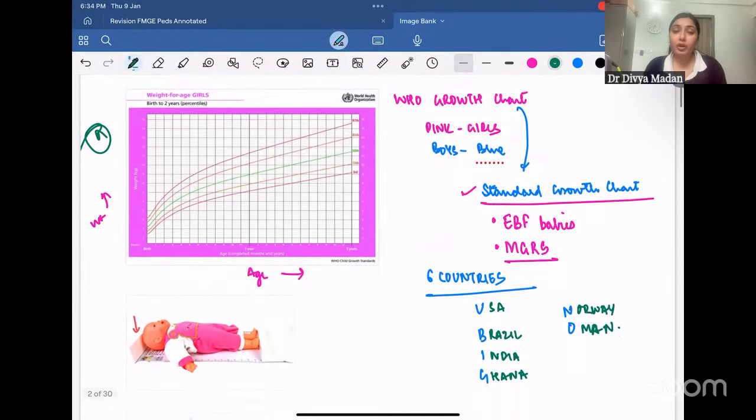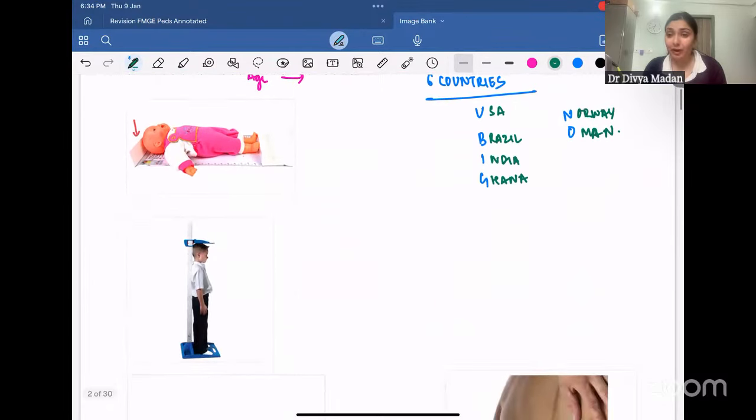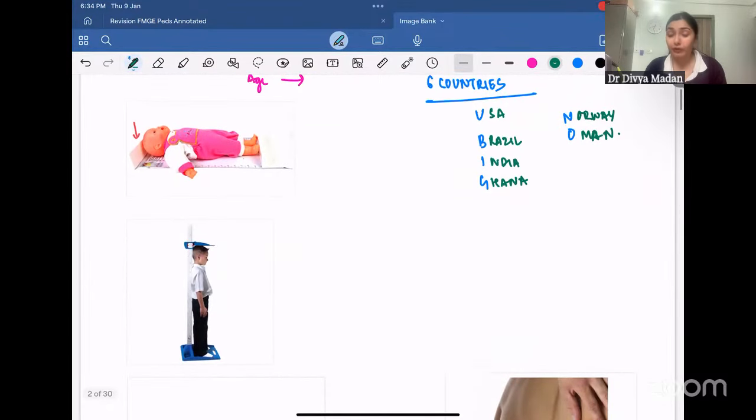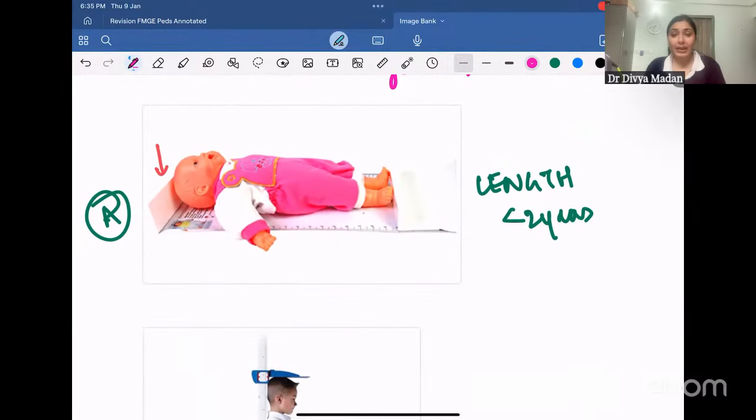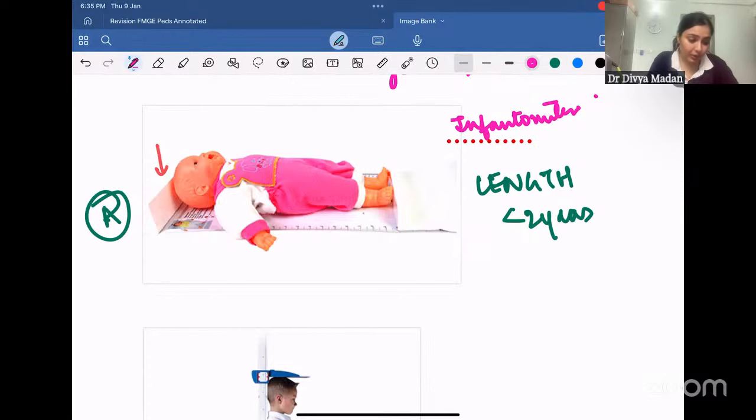Okay, so moving further after this growth chart, we have seen some devices earlier where we were measuring the length or the height. First device, can you name it? We all know what this device is. Do we measure length or height with it? We measure the length with it, used in children less than 2 years. What is this device? Yes, infantometer.